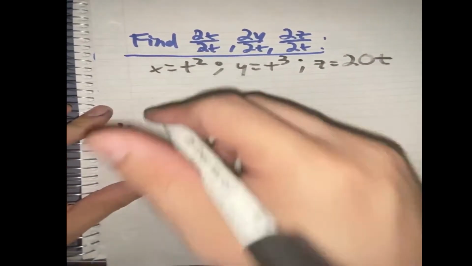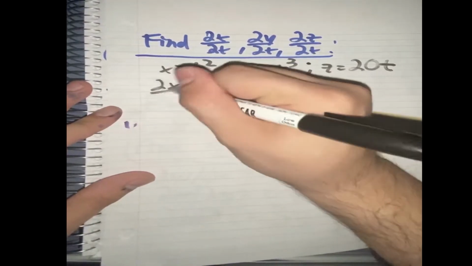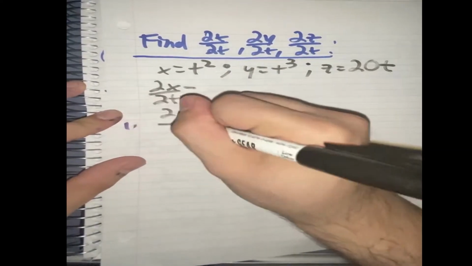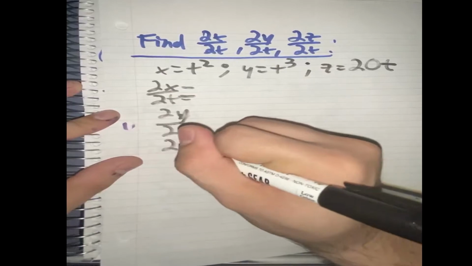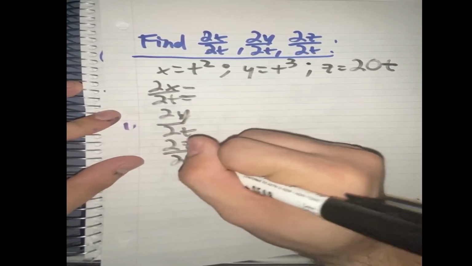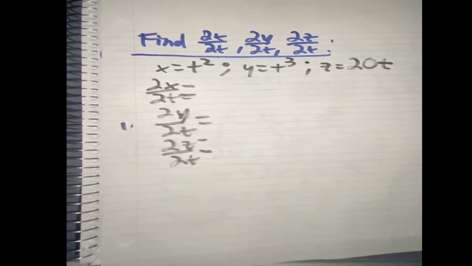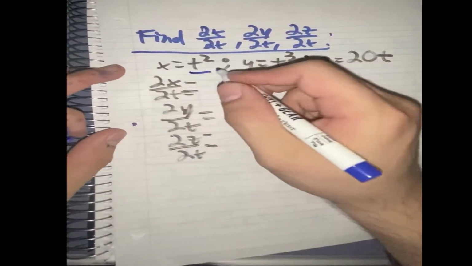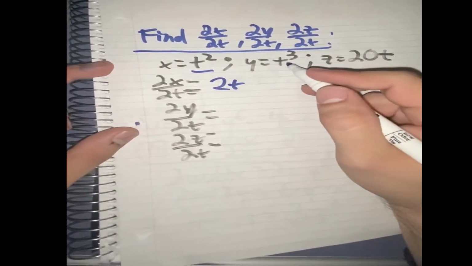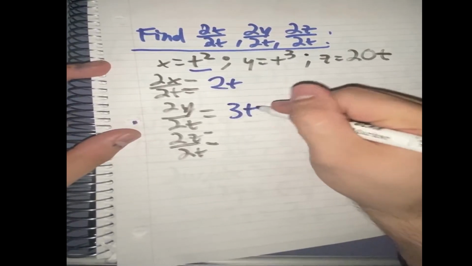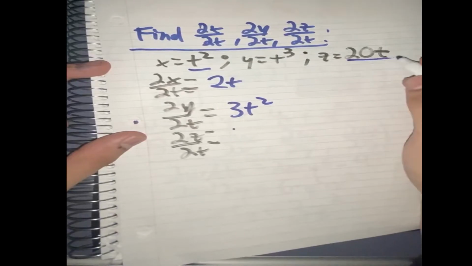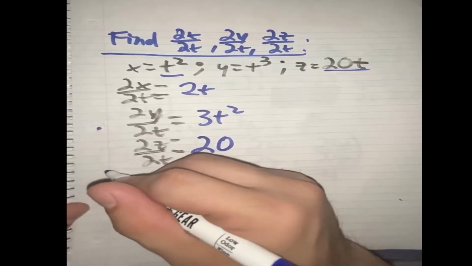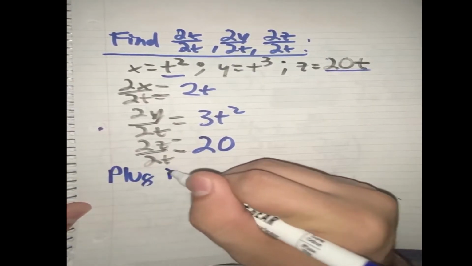Now we take the derivative of x with respect to t, of y with respect to t, and of z with respect to t. Computing these, the derivative of x with respect to t is 2. The derivative of y with respect to t is 3t squared. For this one, the derivative of 20t is just 20. And now the next step is just to plug into the chain rule formula.